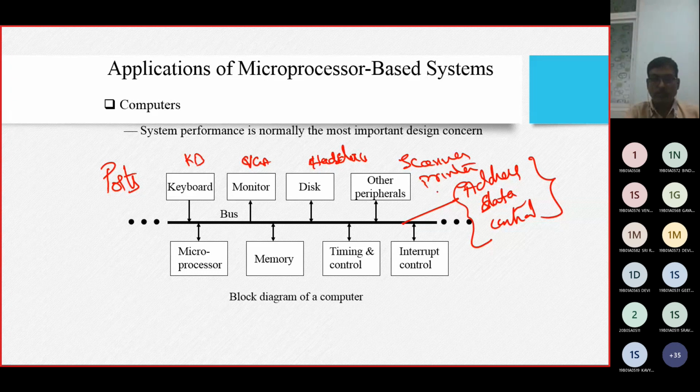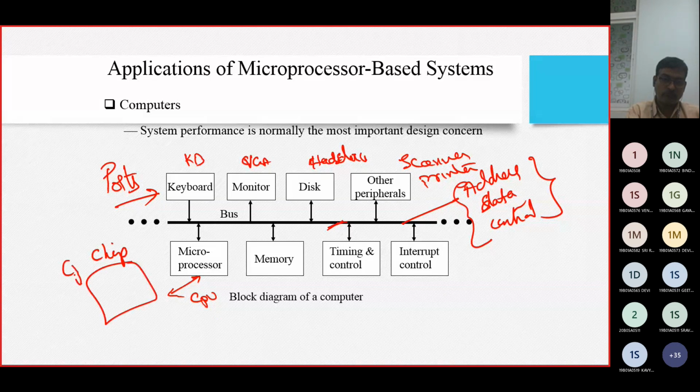So all those are going to be connected to the ports. From the ports, they move to the bus, and thereby they reach the microprocessor. When we call it a microprocessor, our interpretation was it is going to be a chip. On a chip, we have a central processing unit, the control unit, and the arithmetic logic unit.